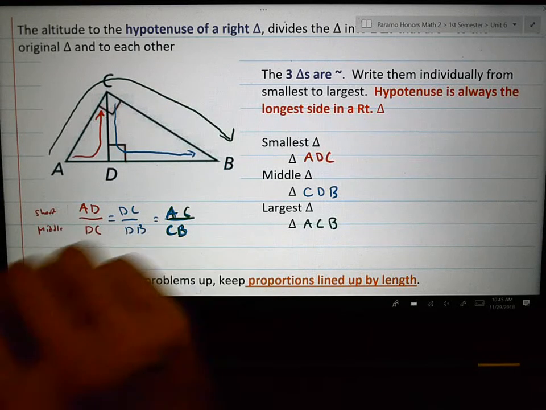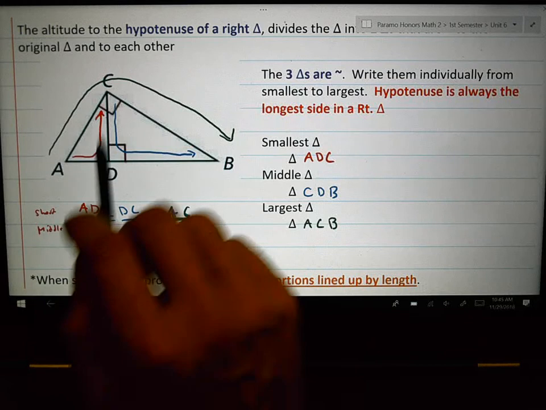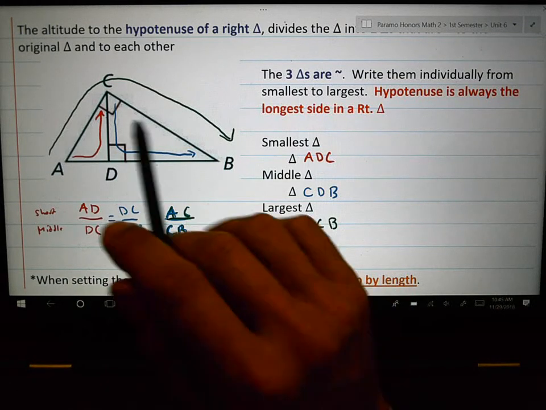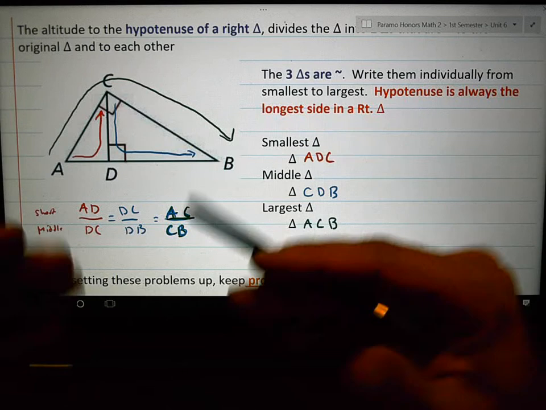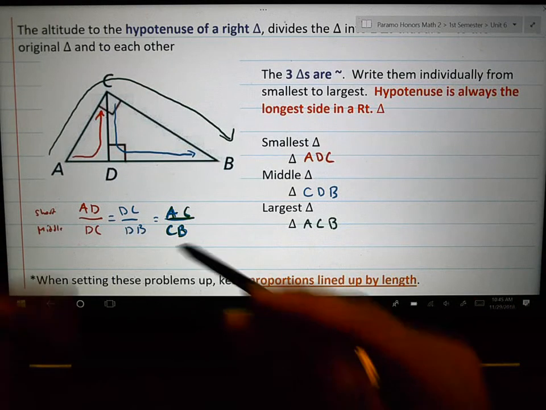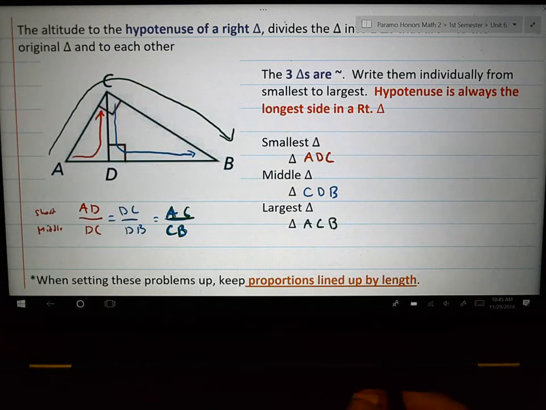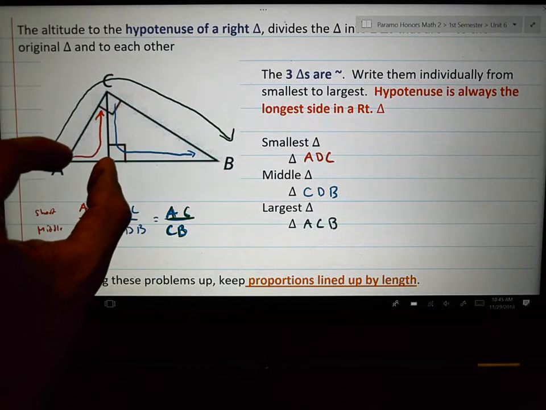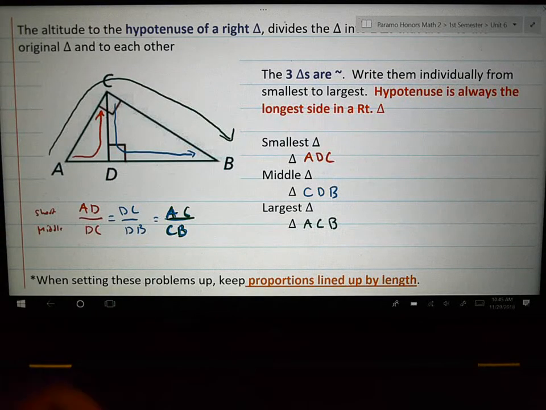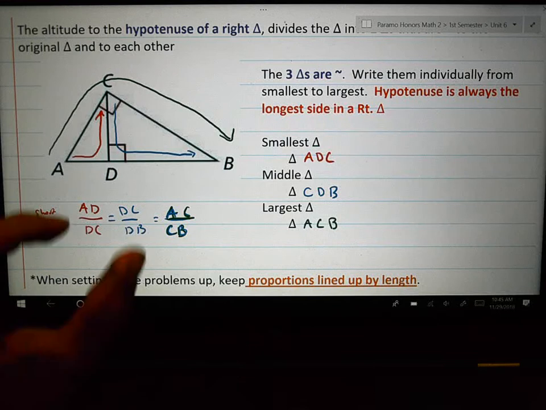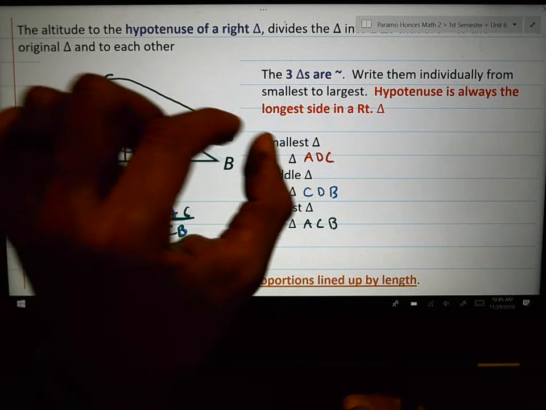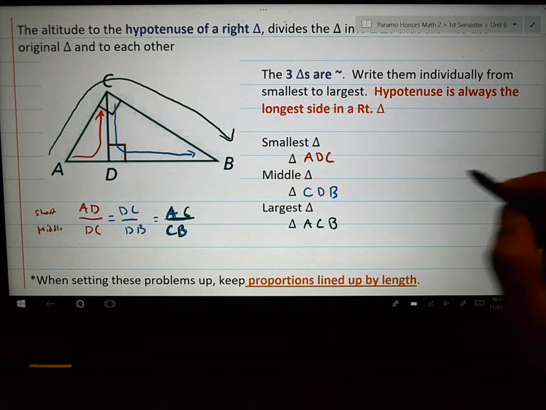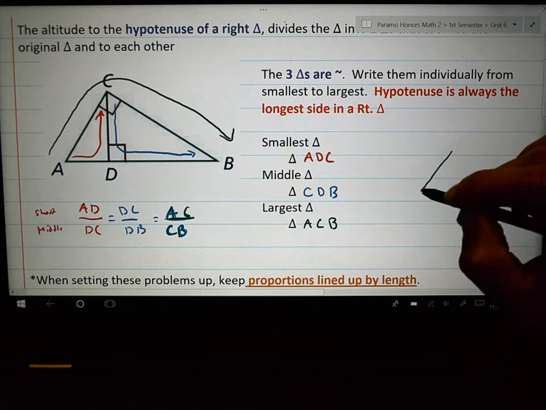So anyways, the whole reason I bring this up is because we're going to have to solve a lot of problems dealing with these proportions, and it's hard to know what matches up. I'm showing you an example that has the smallest triangle on the left. Some of your homework questions will have the smallest triangle on the right. If it is on the right, then all the arrows will be slightly backwards. Let me show you what I mean.